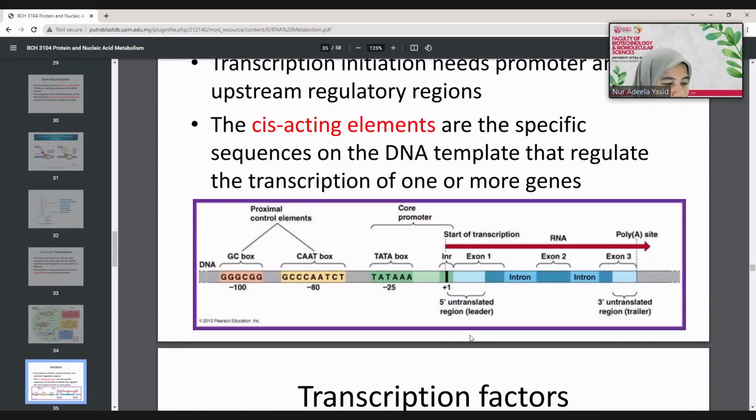You can look at this diagram. So basically, this is what it looks like in the eukaryotic system for the promoter region too. So there is the DC box. It's much more complex compared to the less complex prokaryotic system. Later we will discuss what is exon and intron.